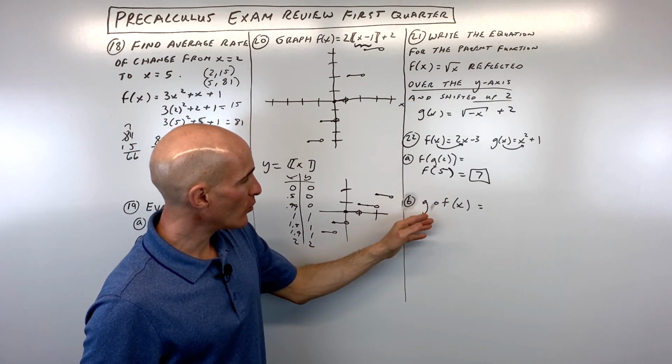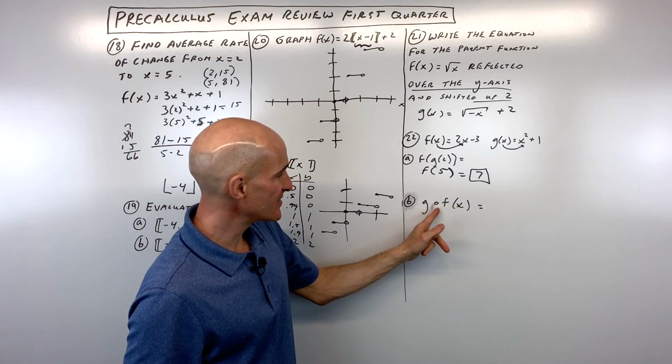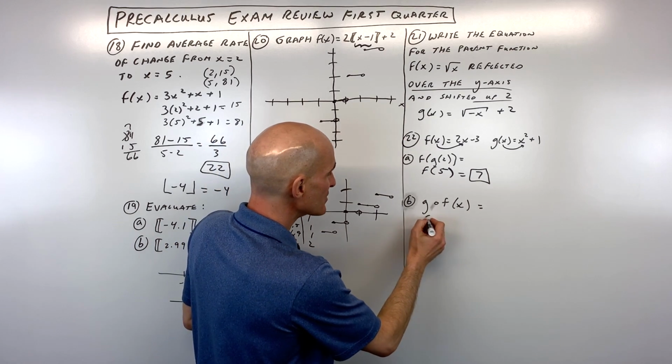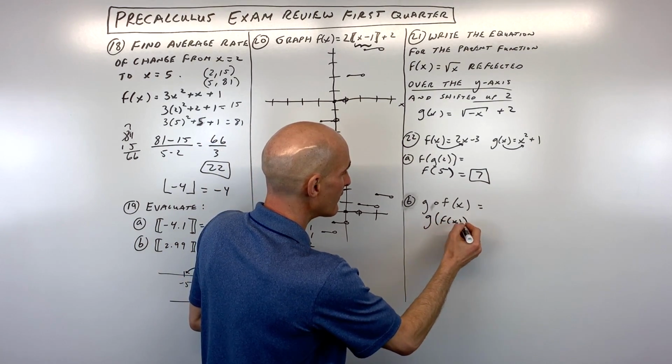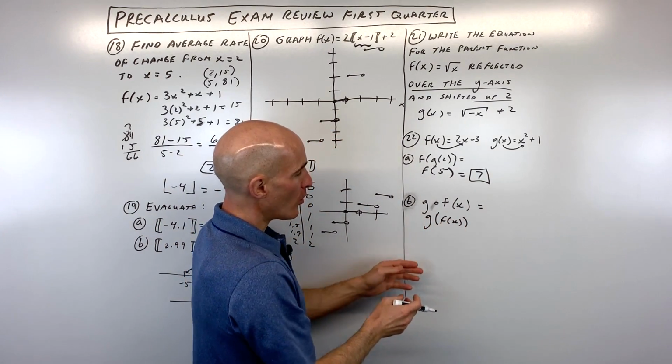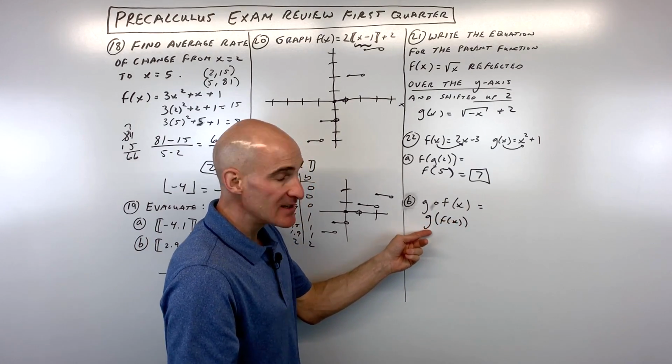For letter B, though, what we have is g of f of x. See this little symbol here? This really represents g of f of x, so that's another way to write it. But what we're doing is we're putting the f function into the g function.